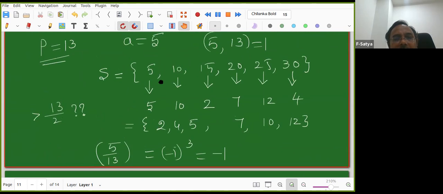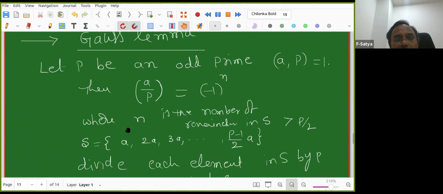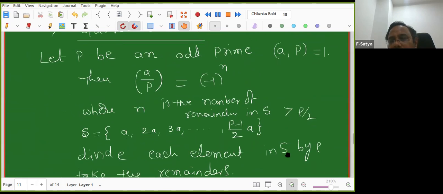So in the Gauss lemma, what is happening? You look at a, 2a, up to (p minus 1) by 2 into a. Divide each element in S by p and take the remainders. n is the number of remainders greater than p by 2. But my a equals 2 here. Then 2, 2 into 2, 3 into 2, and up to (p minus 1) by 2 into 2. What do I get? All even numbers. Easy for me to check how many are greater than p by 2 and how many are less than p by 2. Am I correct or not?